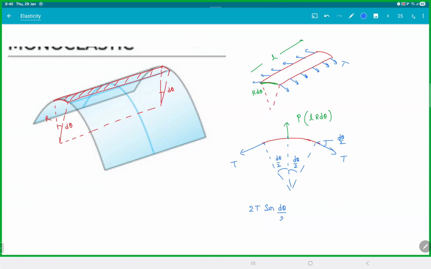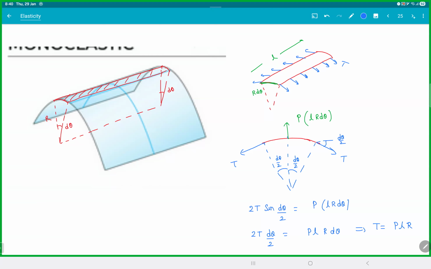Sine d theta by 2 will be pressure into area, L r d theta. For small angle, sine theta becomes theta. This will be 2T d theta by 2. That will be P into L r d theta. D theta will cancel. 2 also will cancel. We get tension will be pressure of the gas into L into R.